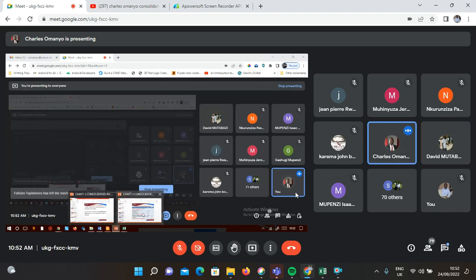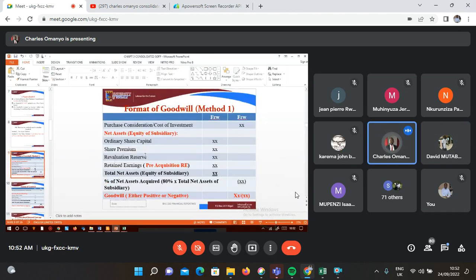Okay, let's continue. What I'm saying is, once you get the goodwill, if the answer is positive, you take it to the balance sheet as a non-current asset, because it is positive. It is known as positive goodwill.